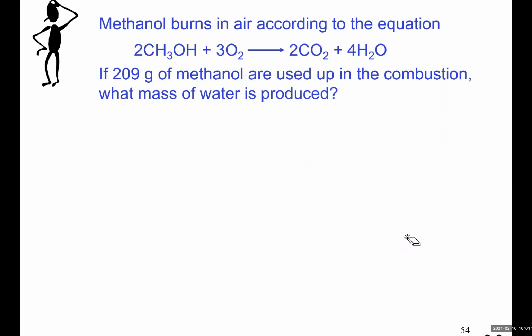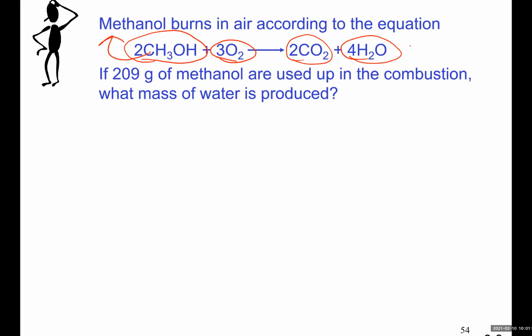So let's apply all these to solving this problem. This is called methanol. It burns in the air. Burning is combustion. Combustion of carbon results in CO2. Combustion of hydrogen results in water. And you see all the balancing coefficients. So you see the stoichiometry, the relationship between number of moles of reactants and product.